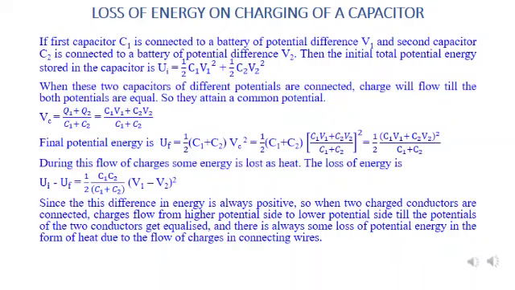During this flow of charges through the wires, there will be some energy loss in the form of heat. So the expression for energy loss is Ui minus Uf, which equals half C1 C2 divided by C1 plus C2, inside the bracket V1 minus V2 whole square.